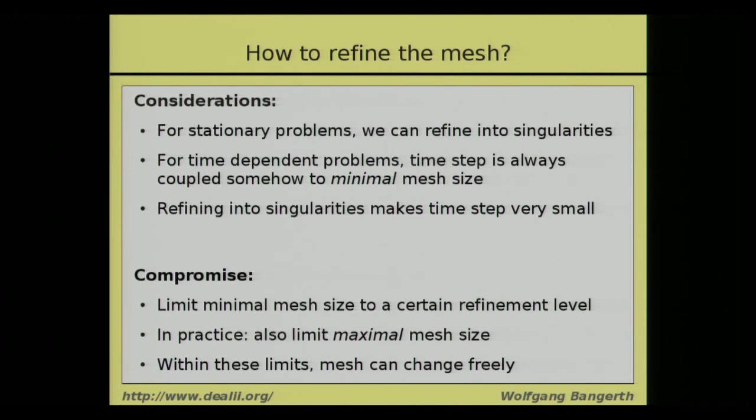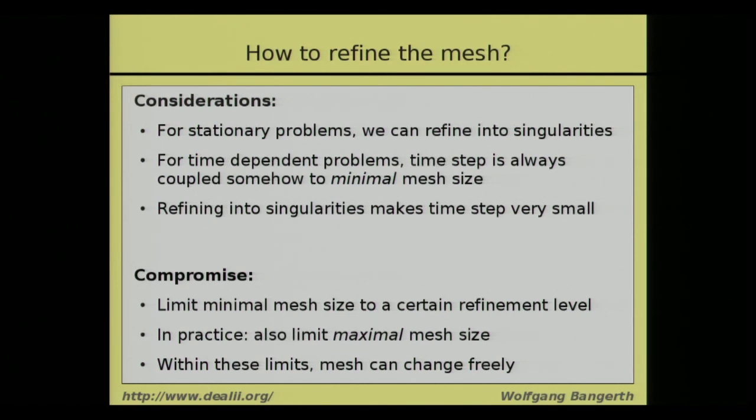Then there's one additional complication compared to the time-independent case. So in the time-independent case, when you refine the mesh, you can happily refine into, let's say, a corner singularity. You would just make the mesh as fine as is necessary, because there is no penalty for this. I mean, maybe the condition number of the matrix becomes a little bit larger, but by and large, there is no real penalty.